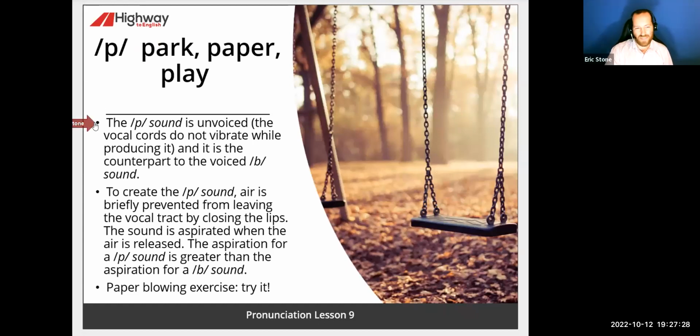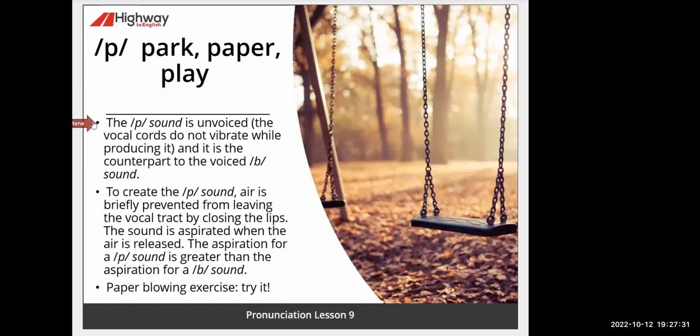Continue. The p sound is unvoiced. The vocal cords do not vibrate while producing it, and it is the counterpart to the voiced b sound. To create a p sound, air is briefly prevented from leaving the vocal tract by closing the lips. The sound is aspirated when the air is released. The aspiration for the p sound is greater than the aspiration for the b sound.